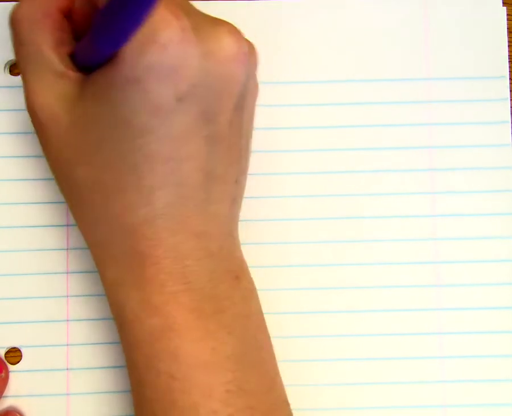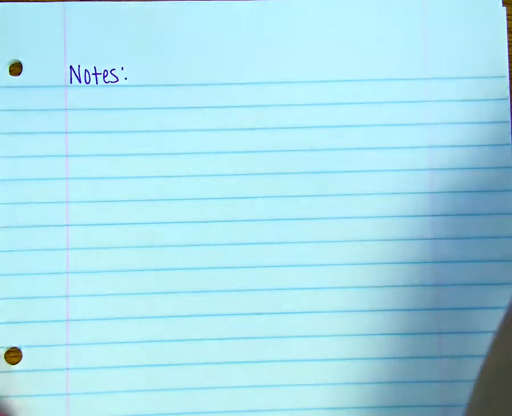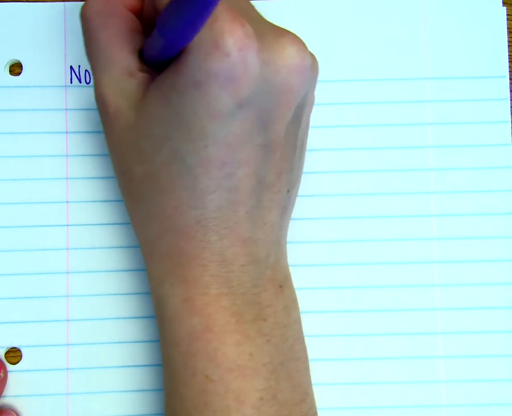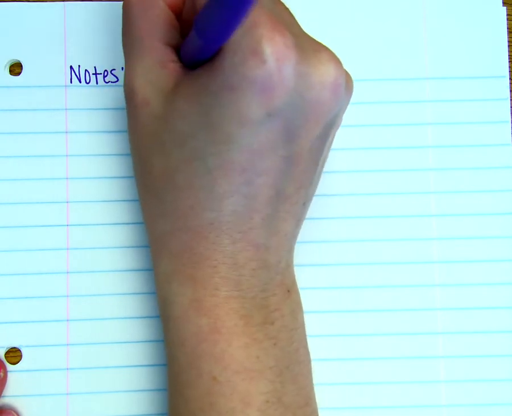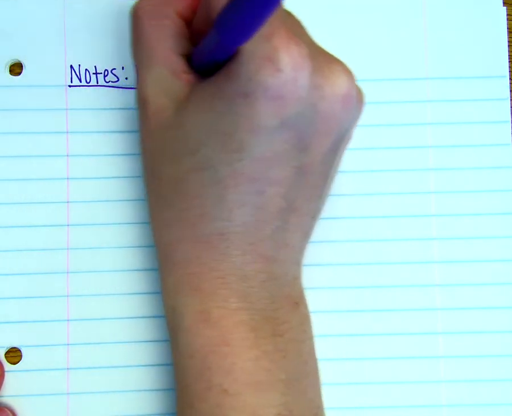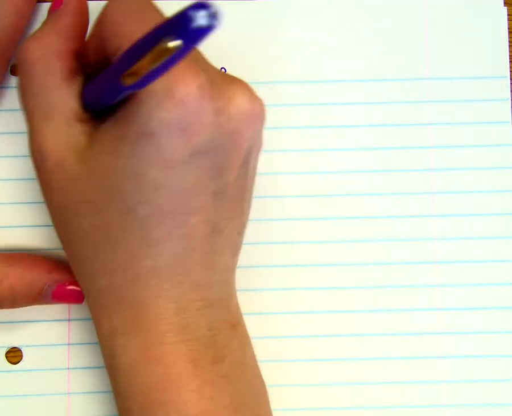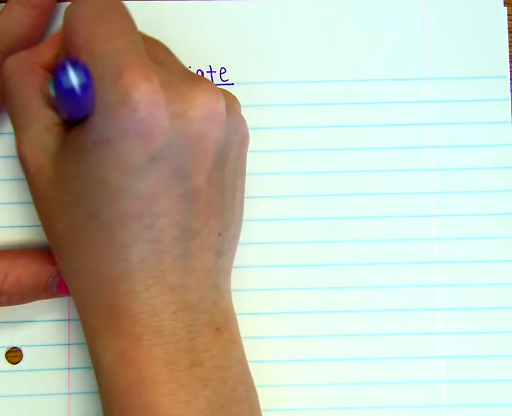Today we're going to be moving on to bivariate data. There's no guided note sheet for today, so you're going to have to take these notes into your notebook. If you do not have your notebook out, pause the video, take out your notebook, and get ready to start copying these down. So, bivariate data. We're going to define what bivariate is first.